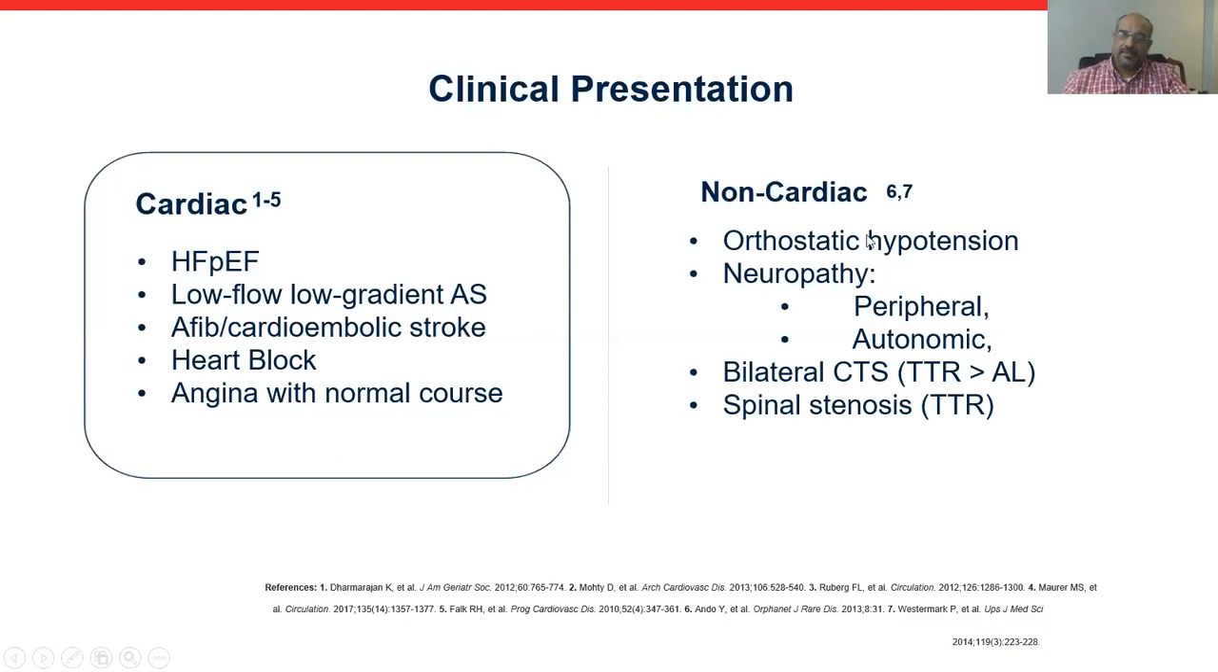Non-cardiac, mainly orthostatic hypotension due to autonomic dysfunction. This is very common. Plus peripheral neuropathy and autonomic neuropathy, and autonomic neuropathy is the cause of orthostatic hypotension. Bilateral carpal tunnel syndrome is a very important triggering symptom and raises the suspicion about cardiac amyloidosis, and also spinal stenosis, both of them in TTR. So bilateral carpal tunnel syndrome and spinal stenosis are the most important clues raising suspicion about TTR amyloidosis.